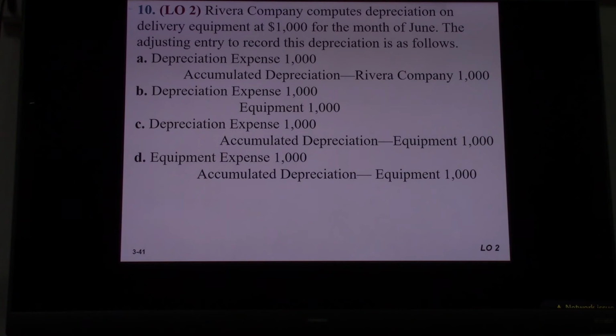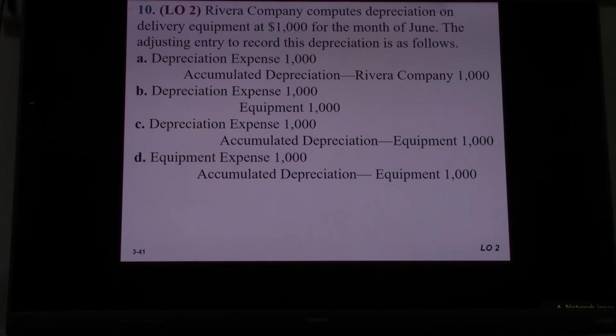Question number 10. Rivera Company computes depreciation on delivery equipment at $1,000 for the month of June. The adjusting entry to record this depreciation is as follows. As you see, this is again another type of prepaid expenses, and as we have stated before, the rule says that the adjusting entry for any prepayments, you should debit, you should increase expense, and you should decrease or credit an asset or a contra asset.